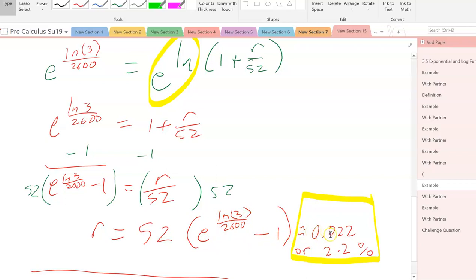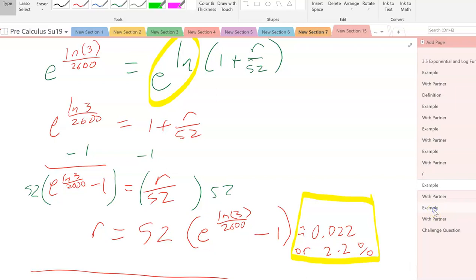And that gives you 0.02, maybe 19 something. That's about 0.022, or our rate is 2.2%. Now note that we could have probably simplified e to the ln of 3 over 2600 a little bit more, but it's fine. We can just plug it into our calculator as is, without simplifying it much more, to get to our final answer, because we're looking for a numerical value. And the calculator can hold this, so that's fine.